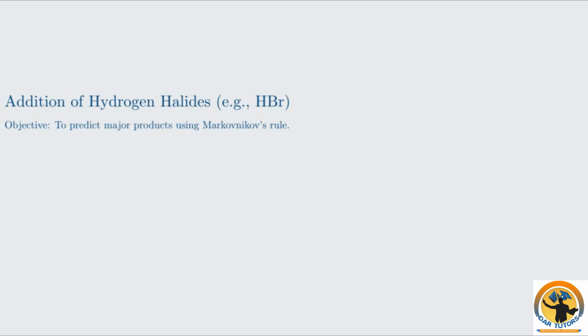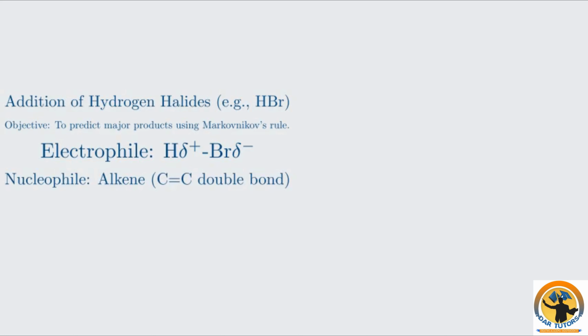Now let's consider adding hydrogen halides to alkenes. The mechanism is similar to halogen addition, but with an important twist. Our objective is to learn Markovnikov's rule and apply it to predict the major product in the addition to unsymmetrical alkenes. The electrophile is the hydrogen halide, HBr. The hydrogen atom is less electronegative than bromine, so the H-Br bond is polar, with a partial positive charge on the hydrogen.